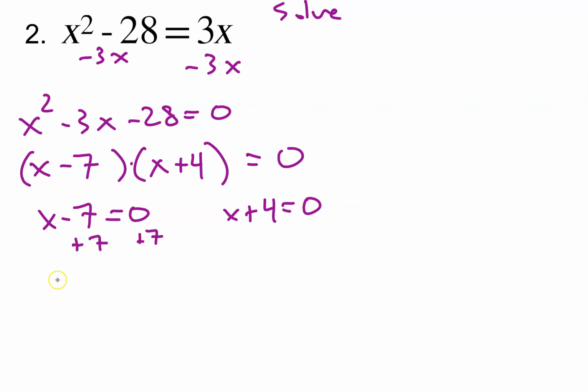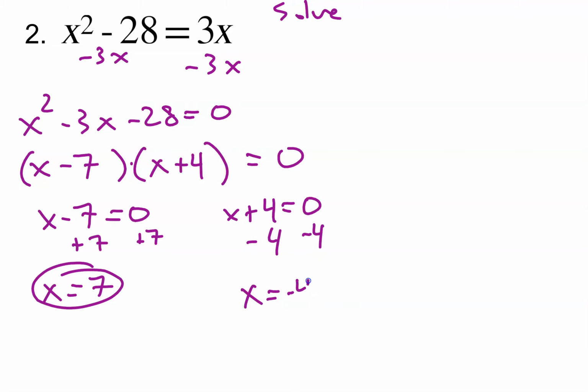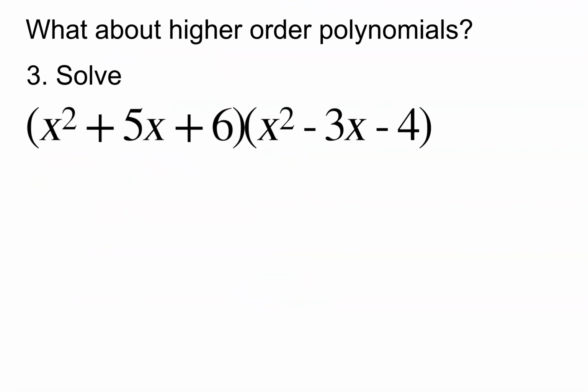which means our solutions, if I solve this for x by adding 7 to both sides, would be x equals 7. And over here I could subtract 4 from both sides and get x equals negative 4. So the solutions to this problem are 7 and negative 4. So far, everything we've done is stuff you've done before in Algebra 1. So why am I bringing it up today? Because we can extend it to something more like what we're talking about here.